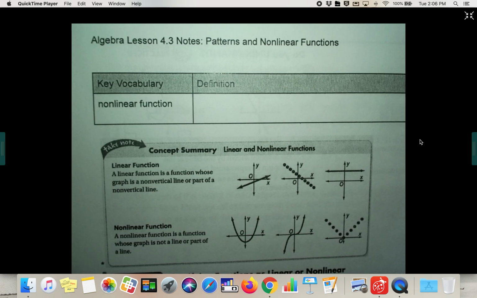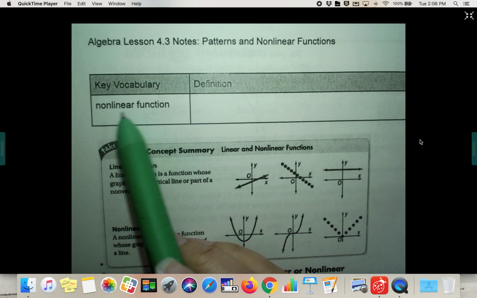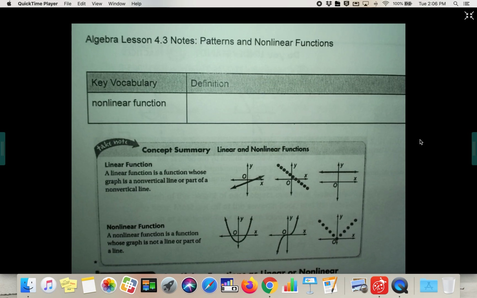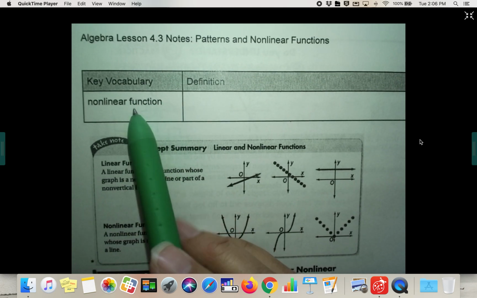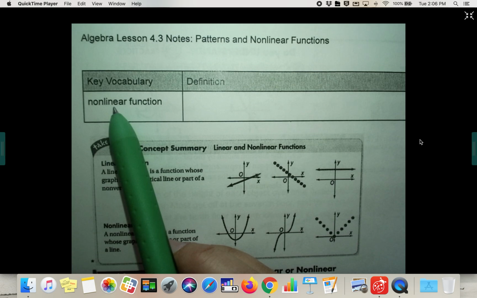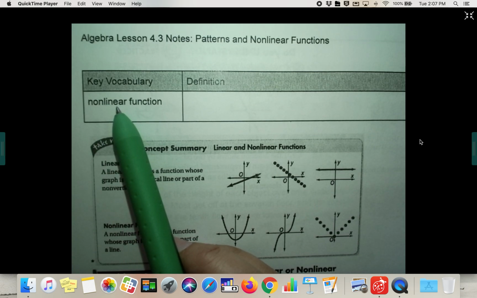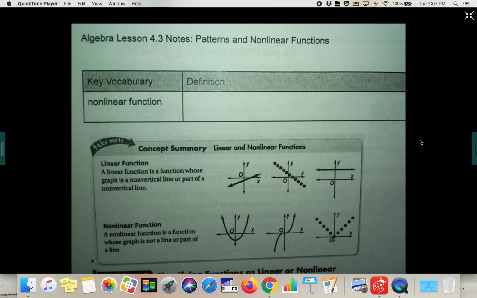Okay, for Algebra 4.3 notes, it is talking about patterns and nonlinear functions. So let's go ahead and discuss what a nonlinear function is. For the definition, a nonlinear function is a function, but its line is not going to be a straight line. Linear is a straight line, nonlinear is not.